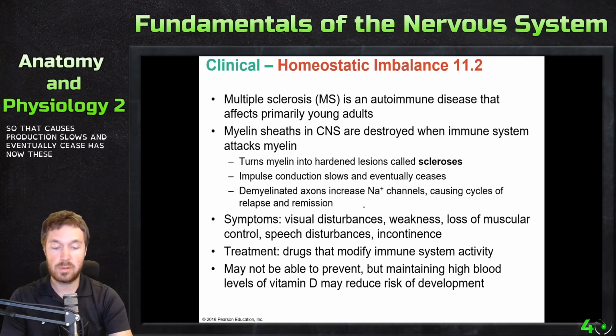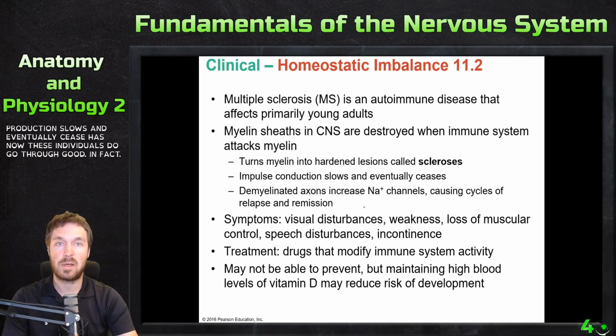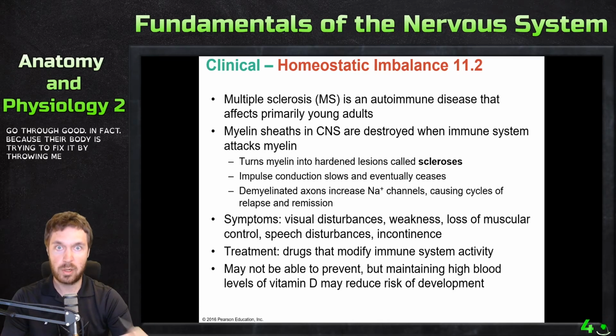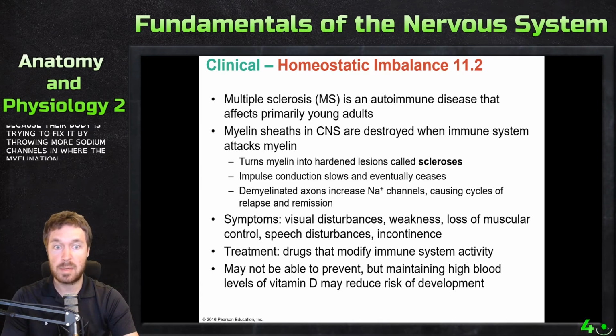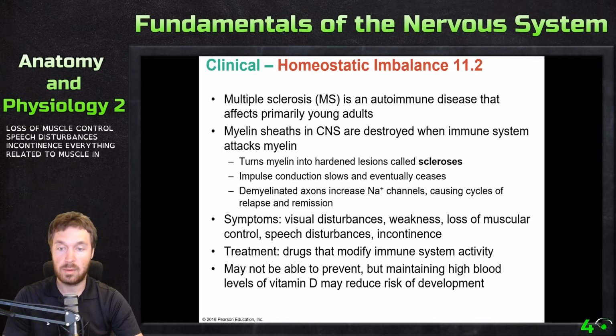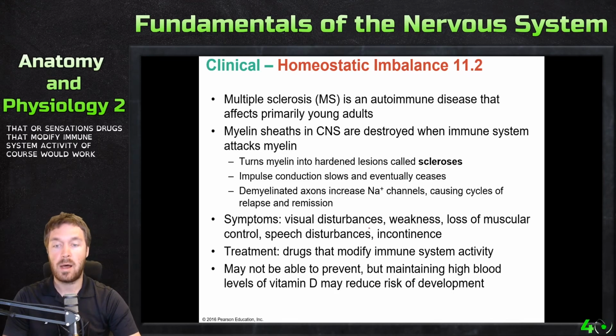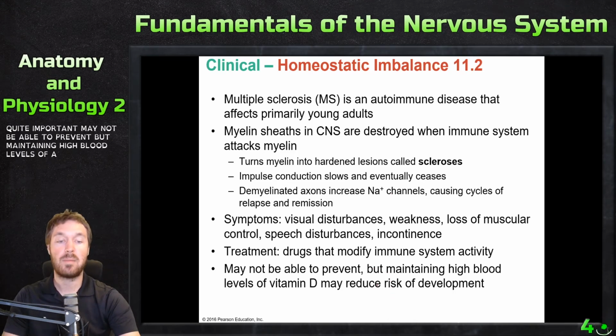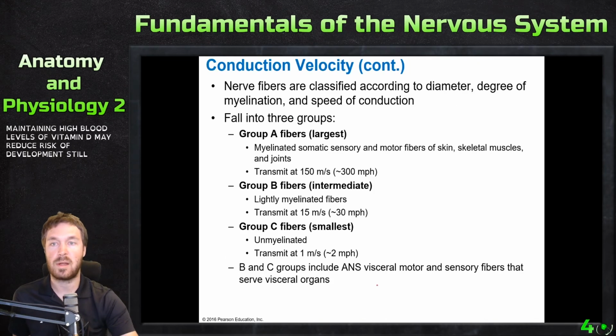These individuals do go through good periods and bad periods because their body is trying to fix it by throwing more sodium channels in where the myelination might be lacking. So it causes cycles of relapse and remission. Symptoms are visual disturbances, weakness, loss of muscular control, speech disturbances, incontinence, everything related to muscle control, or sensations. Drugs that modify immune system activity would work, but immune system activity is quite important. We may not be able to prevent it, but maintaining high blood levels of vitamin D may reduce risk of development. Studies are still being done.